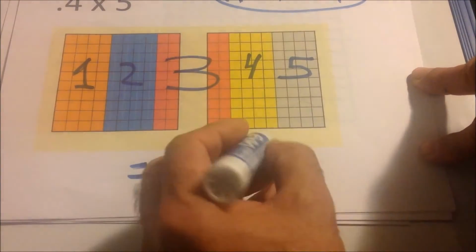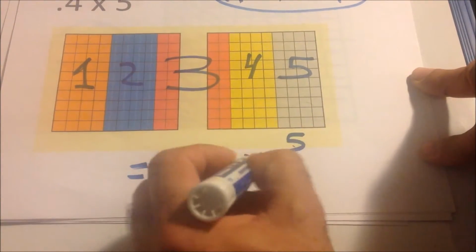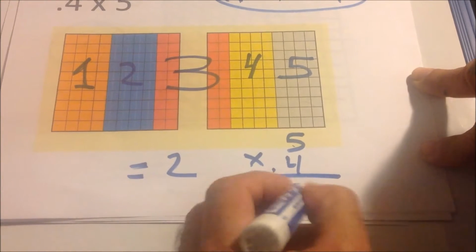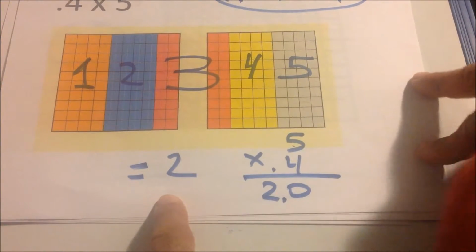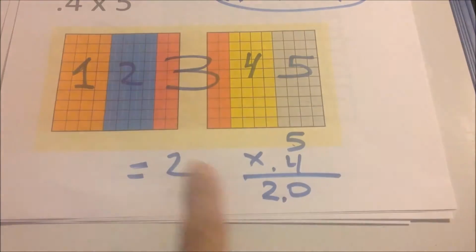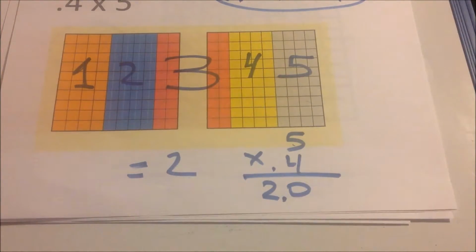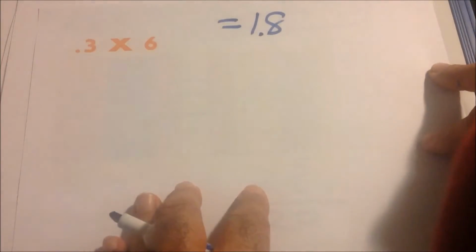And we can check it using the old-fashioned way. 5 times 0.4 is 20, and there's 1 decimal place, so it's 2.0, which is 2. And of course, you could have put the 0.4 on top also, it doesn't matter. So what about this one? See if you can do this. 0.3 times 6. So we know in the old-fashioned way, 6 times 3 is 18, and we have 1 decimal place, so the answer has to be 1.8.